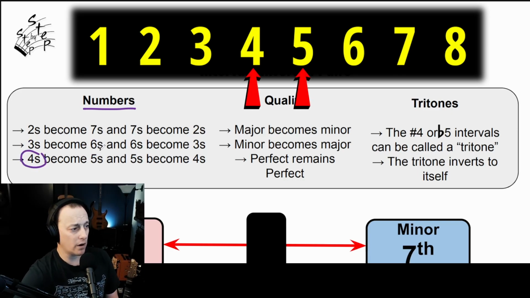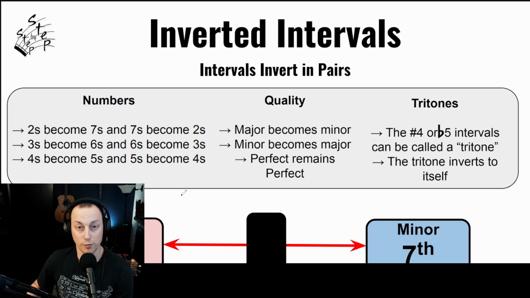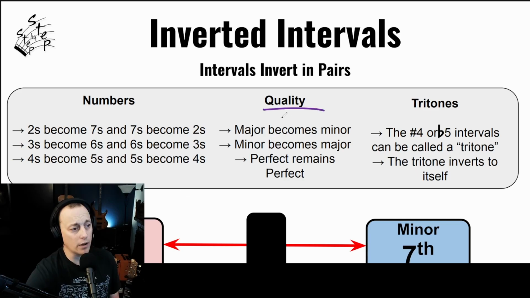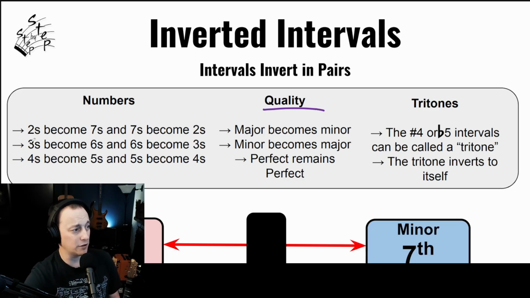4s, any kind of 4 becomes some kind of 5. Okay, and any kind of 5 becomes some kind of 4. Okay, so that's the number side of things. 2s become 7s, 7s become 2s, et cetera, et cetera. The quality meaning just major, minor, perfect, augmented, diminished. The clarifier, right, on the interval, because of course we have 2s and 7s, but they could be minor or major or what have you.